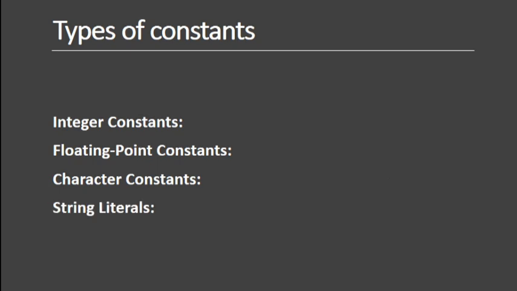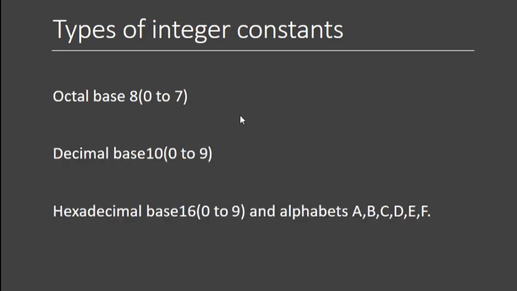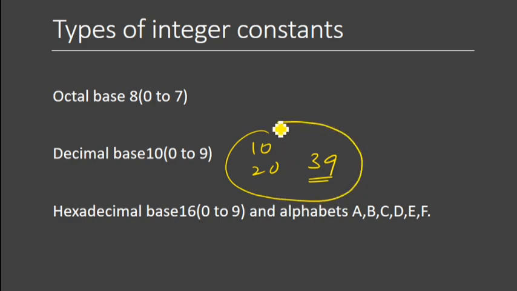Next, we are going to talk about various types of constants: integer constants, floating point constants, character constants, and string literals. Let's discuss one by one. First, we understand what is meant by integer constant. Integer means numbers like 10, 20, 39. These are integers.